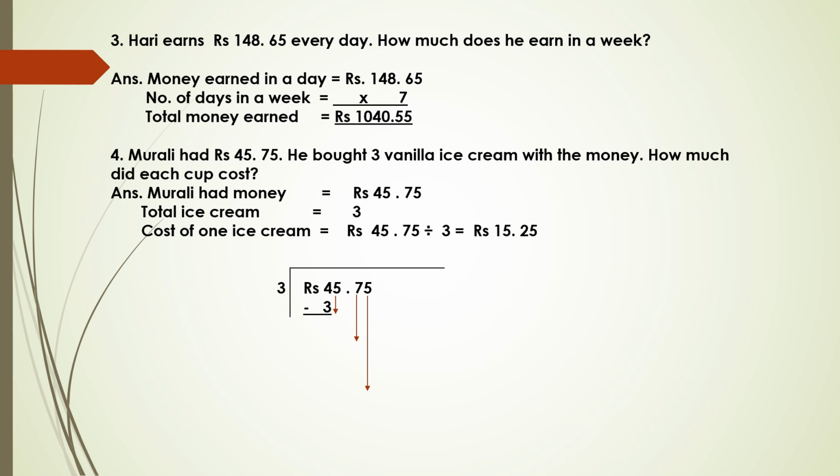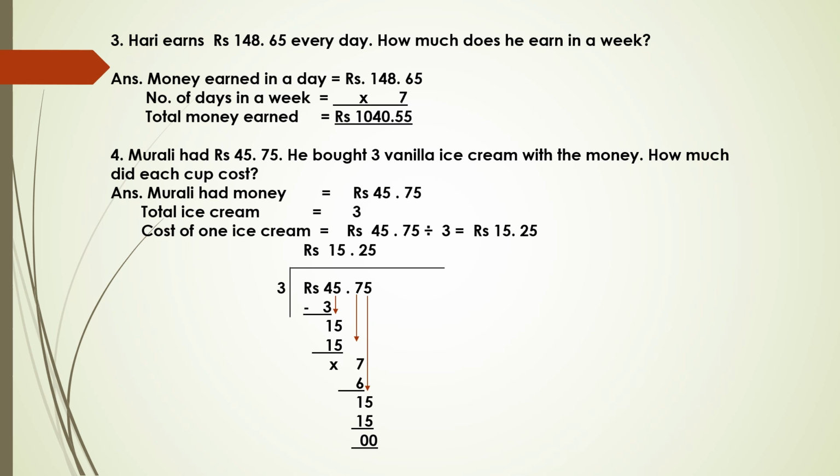Now children, divide it. 3 ones are 3. Now 4 minus 3 is 1. Then the next number, 5, you bring down. It becomes 15. 15 comes in the table of 3, 5 times. So write 5 in the quotient. Then 3 fives are 15. Write down 15 and subtract it. You will get nothing. Then the point is mentioned there. Mention that point in the quotient also. Then the next number in the dividend is 7. Bring it down.